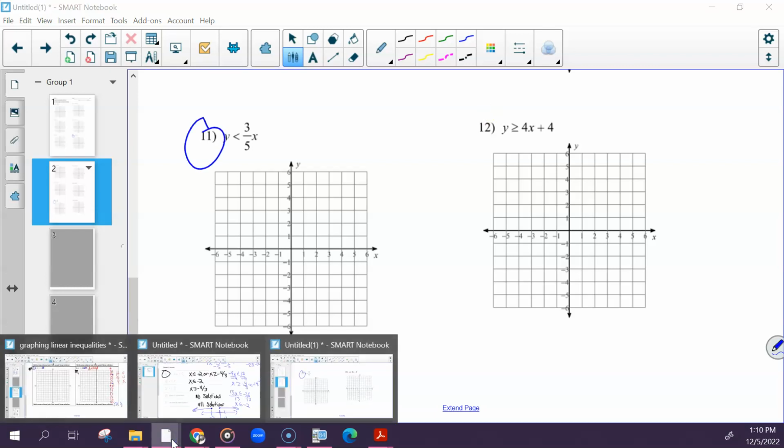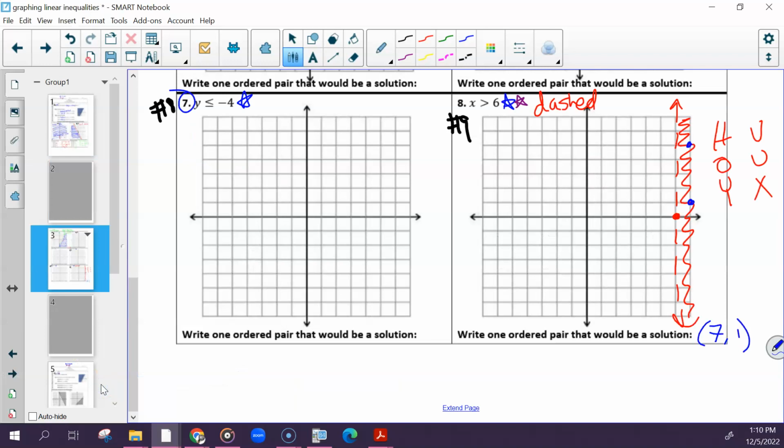So let's start with, I'm sorry, 7 on the same page we were already on, and then we'll do the other 2, and then we'll move on. So with 7, this is a y inequality, as this can be horizontal or vertical. Horizontal at -4, so put a point there. Will this be dashed or solid? Solid, because it's equal to. So draw a line through that point just like normal.